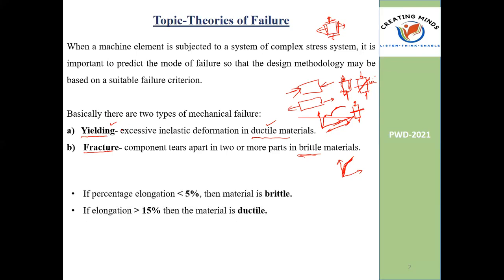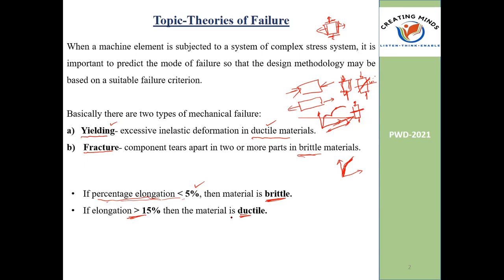You may expect a theory question in this particular part. Generally, we express the thing in terms of percentage elongation. If the percentage elongation is less than 5%, the material is brittle. If the percentage elongation is greater than 15%, the material is ductile. You may expect a question: if a material has a percentage elongation of 25%, the material can be classified as composite, brittle, ductile, or none of these.